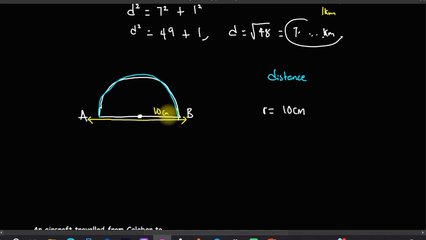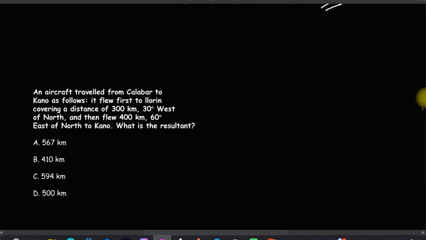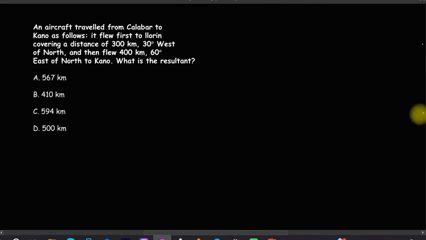Since the radius is 10 cm, we have another radius here, 10 cm, to form the diameter. Therefore, the displacement equals 20 cm, while the distance along the curved path, you have to use the formula for circumference, but I'm just trying to drive home a point. So that's basically it. Let's take this question.